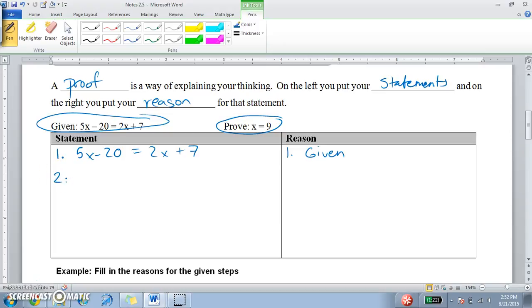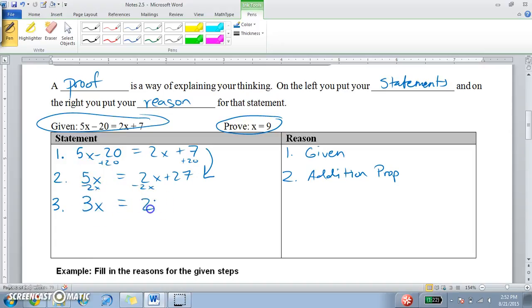Next, we figure out, okay, what would the next step be for me to solve this equation? Well, I could add 20 to both sides. So if I do that, I would end up with 5x equals 2x plus 27. So the reason from this step to this step would be the addition property of equality that I talked about up above. I added one thing to one side, so I had to add the same thing to the other side. The next step, I'd want to get all my x's on one side, so I'm going to subtract 2x from both sides. I end up with 3x equals 27, and that was the subtraction property of equality, because I subtracted something from both sides.